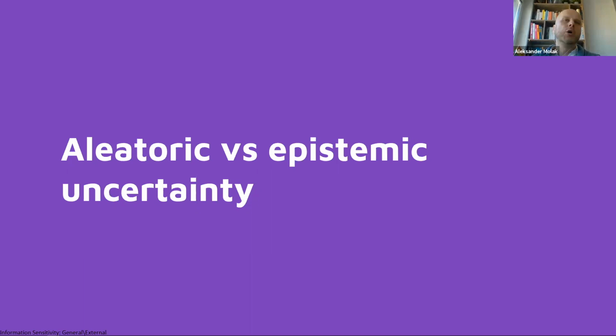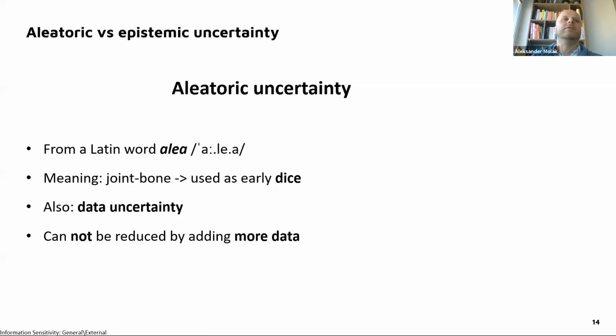What does it actually mean? So aleatoric uncertainty, the name comes from the Latin word alea. It doesn't have anything to do with the Hebrew word, if you know Hebrew. Its original meaning is a joint bone, a little bone that people used as dice, right? So they were just throwing this and generating some random outcome. So it's a very, very early version of a pseudorandom number generator, in a sense.